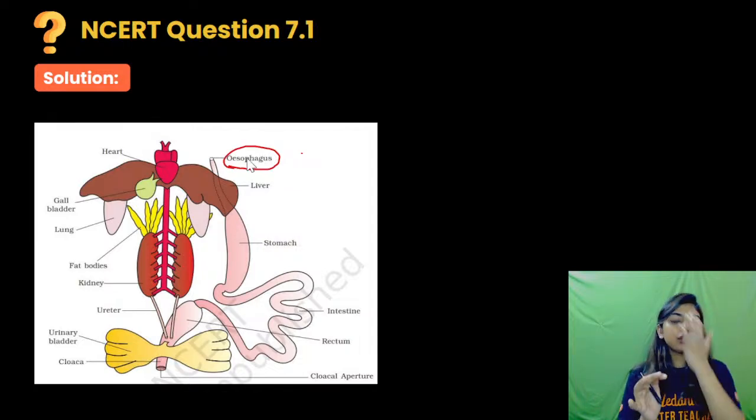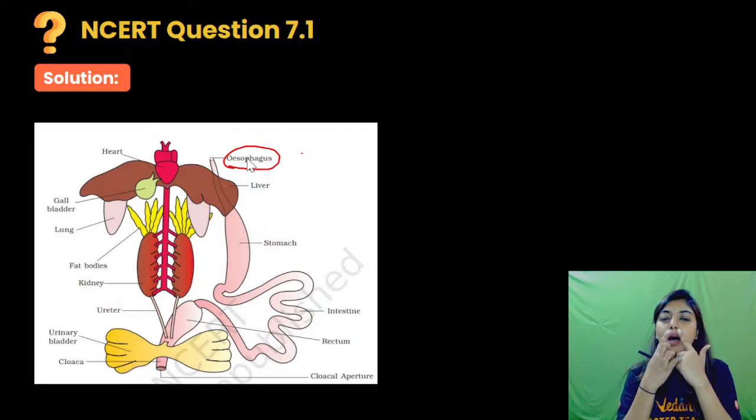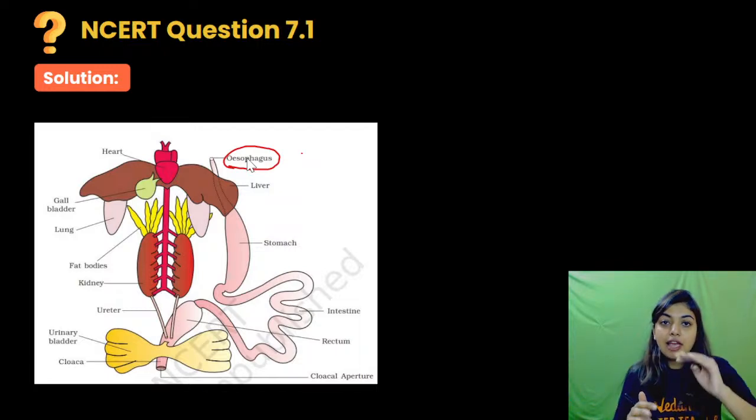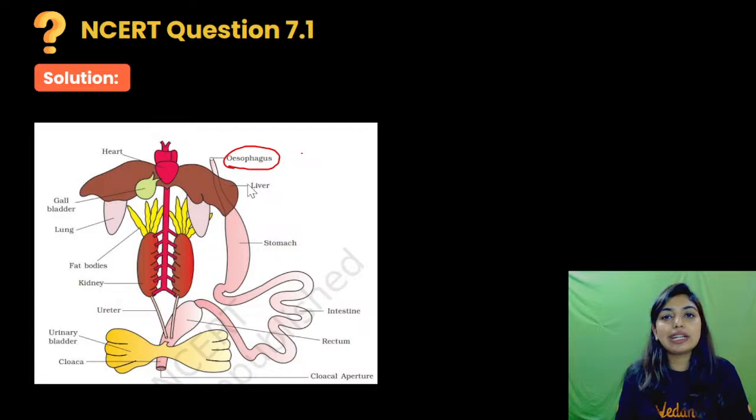So you should understand that the food that the frog has consumed goes through the mouth to the buccal cavity to the pharynx, a funnel shaped structure. From the pharynx, it will go to the esophagus. From the esophagus, students, please do not write liver, because you see here the liver. From the esophagus, it is going to go to the stomach.